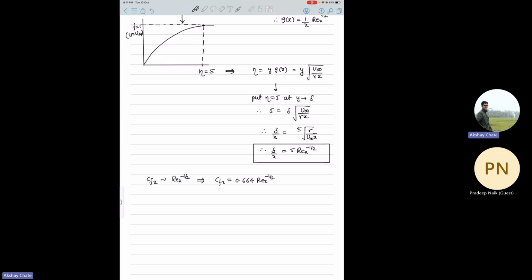Anyway, same analogy. It is CFX is tau wall by half rho u infinity square, and then you put tau wall as 3 mu u infinity by 2 delta, assuming the cubic profile, etc. And then you get that answer. Okay, this is for, oh no, this is not assuming anything. I think he has solved it.